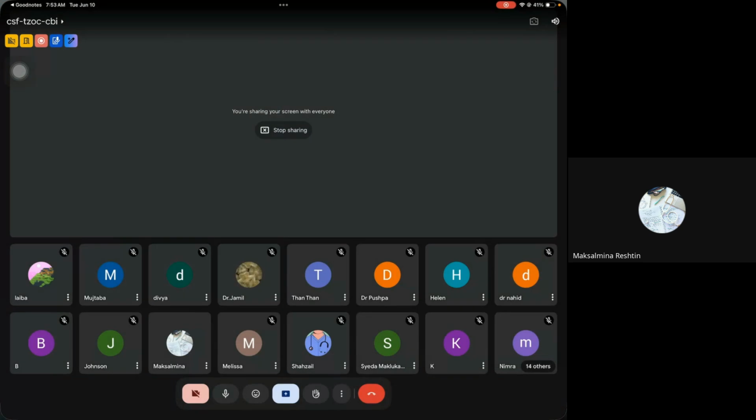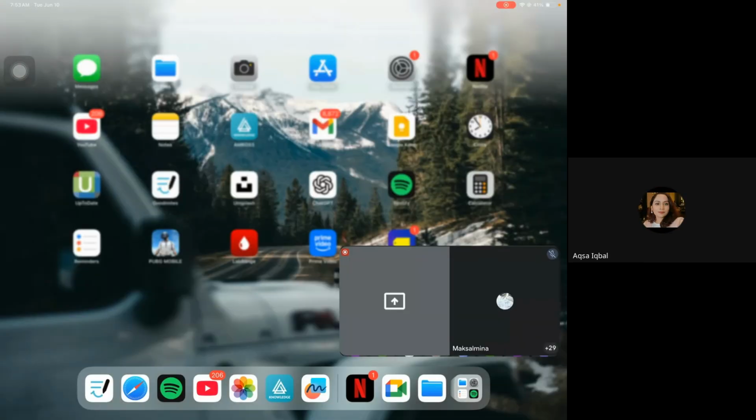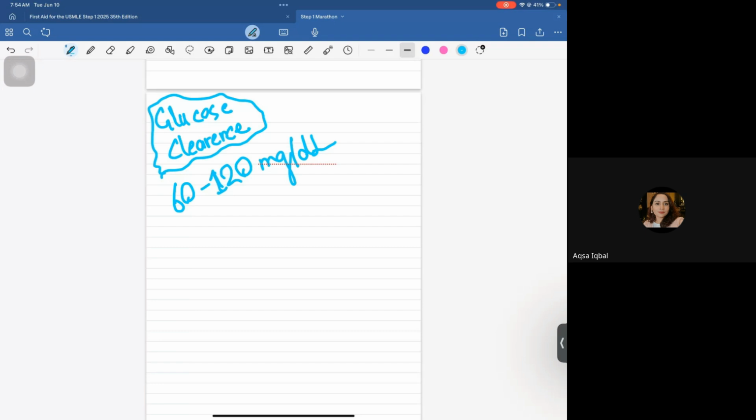Sodium-glucose cotransport. SGLT2, yes. And where is it going to get absorbed? At what part? The proximal convoluted tubule. Yes. So SGLT2 at the proximal convoluted tubule is going to absorb all of the glucose.